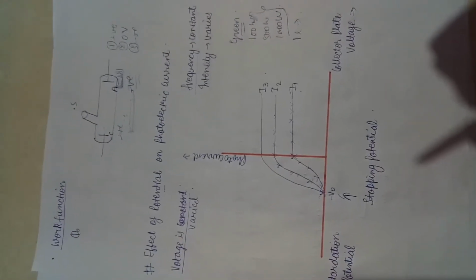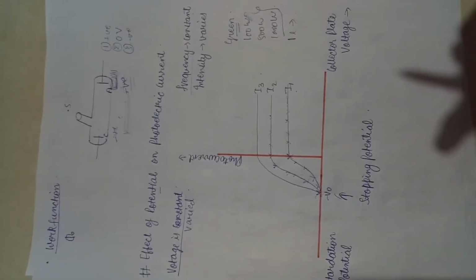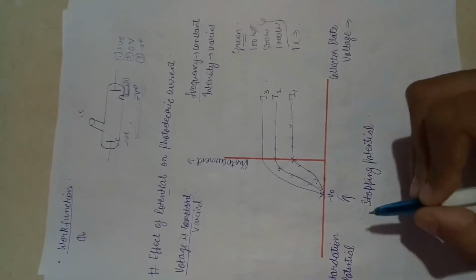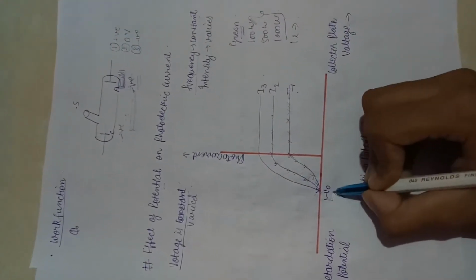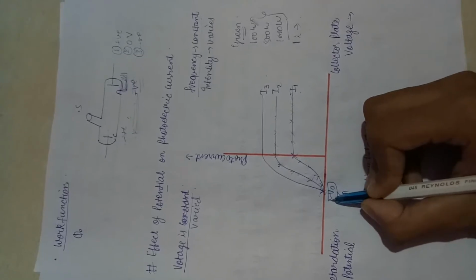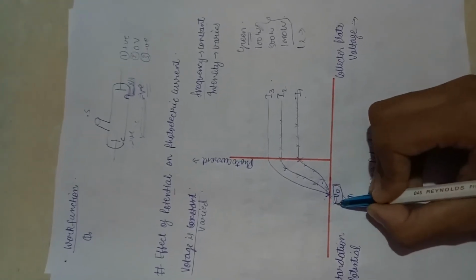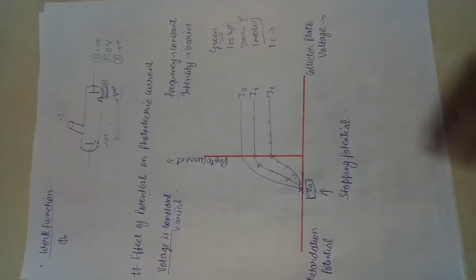So what is happening is that one photon, two photons, the energy of a photon, as we know, is fixed. So for a fixed energy of photon, we need a single retarding potential to stop the flow of current. So this is what is happening in this experiment.